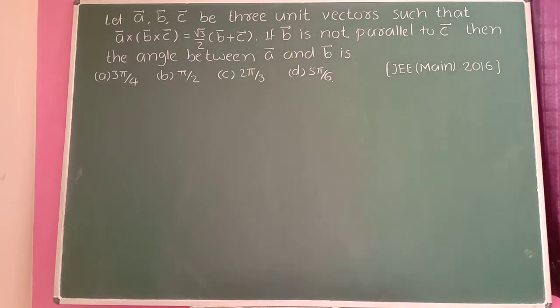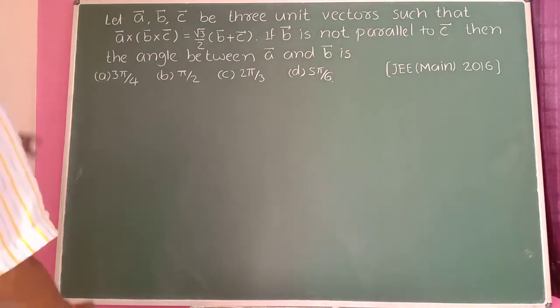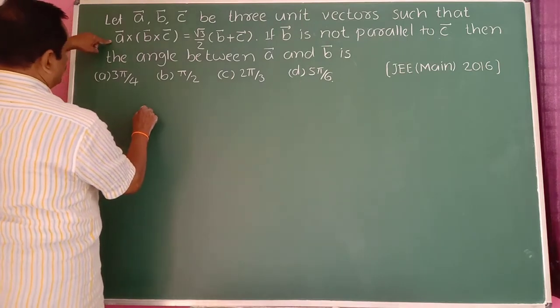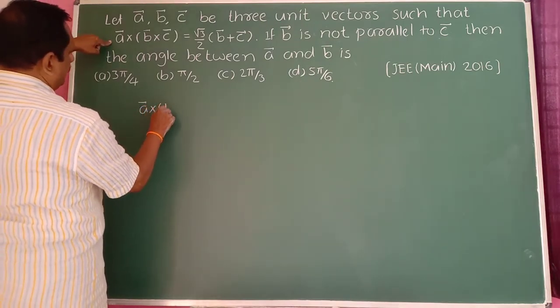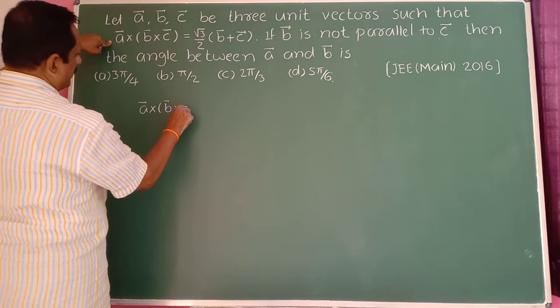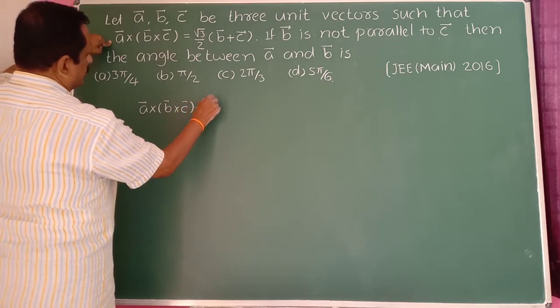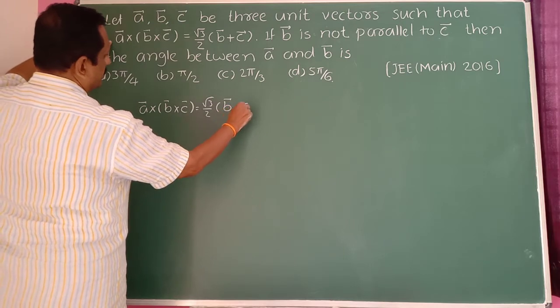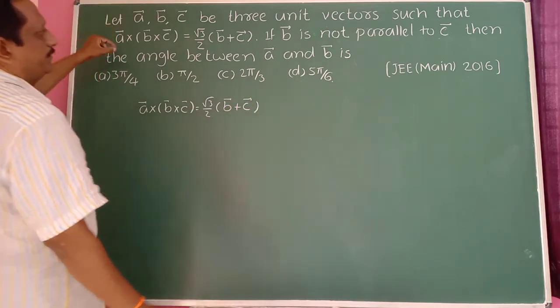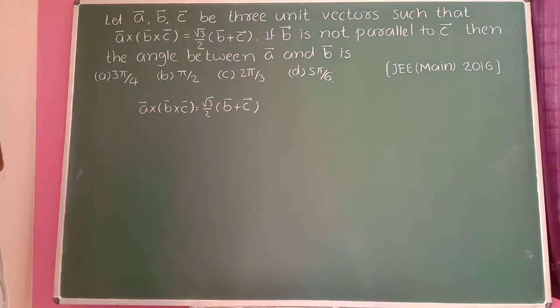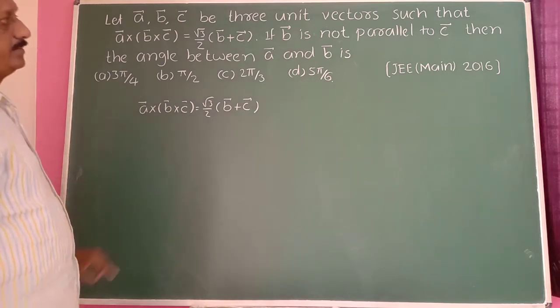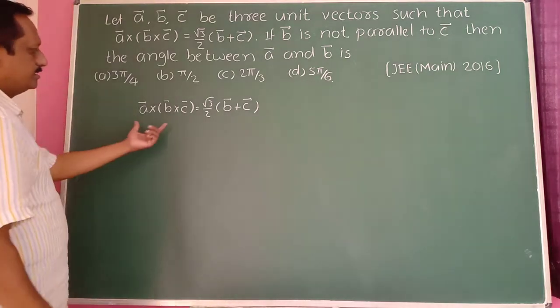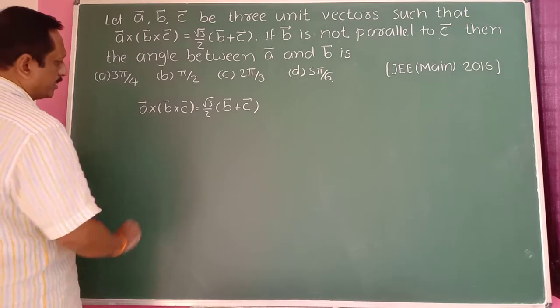Three vectors A bar, B bar, C bar are unit vectors such that A bar cross B bar cross C bar is equal to root 3 by 2 into B bar plus C bar. If B bar is not parallel to C bar, then what is the angle between A bar and B bar? So use your vector triple product formula.